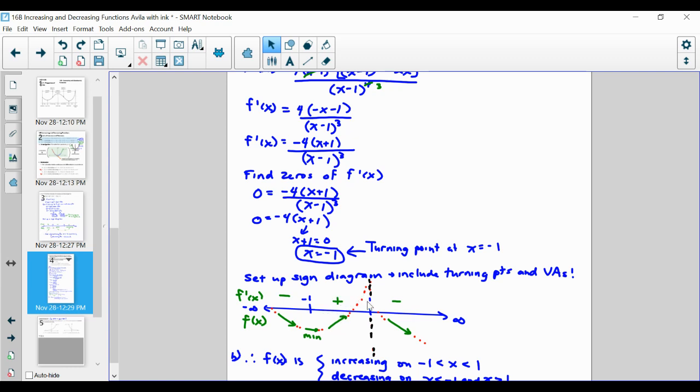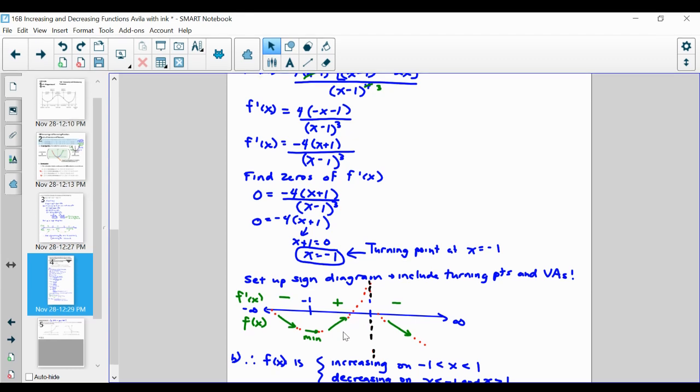If I pick a number between negative 1 and 1, say 0, then I'm going to have a negative times a positive, because 0 plus 1 is positive, times a negative, because this is going to be a negative expression raised to exponent 3. So if I have a negative times a positive divided by a negative, I have an even number of negatives and therefore an overall positive result. That indicates that if the derivative is positive, my function must be increasing.